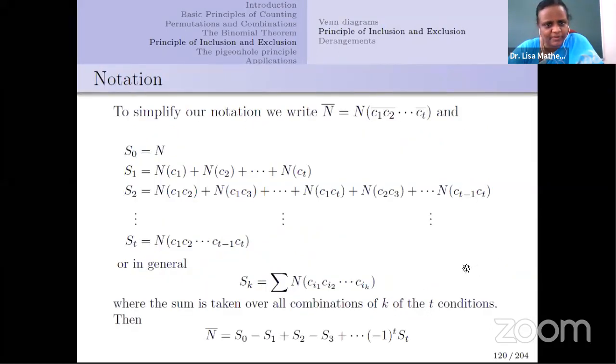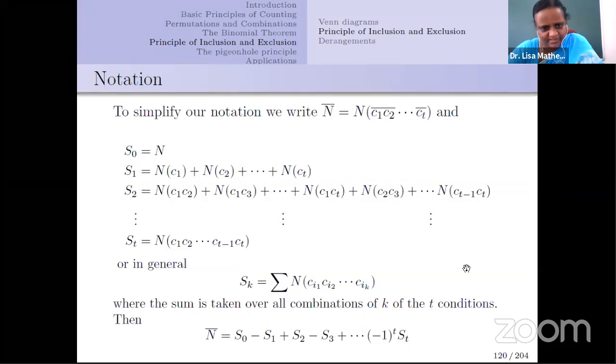Now, to simplify our notation, we write n bar as n of C1 bar, C2 bar up to Ct bar, and we also use this notation. I write S naught as n, S1 as n of C1 plus n of C2 up to n of Ct.